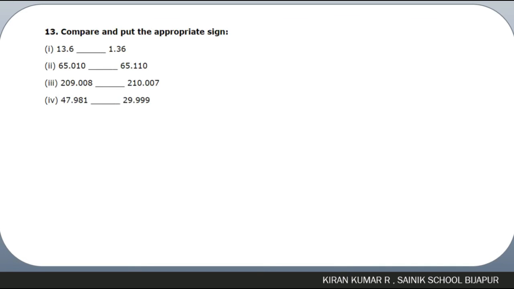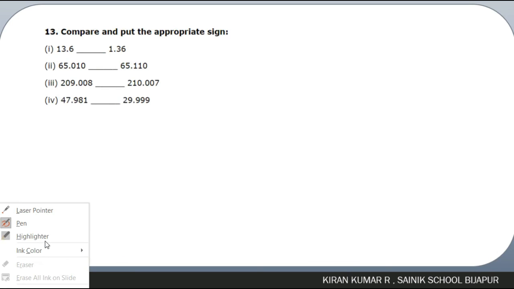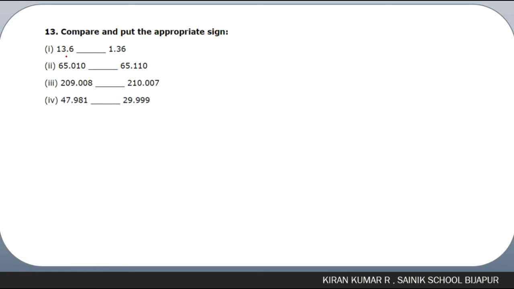Now we have come to the last part of this session. We need to fill the blank. 13.6, 1.36. How do we compare? Which one is larger? 13.6 is larger. 65.010, 65.110. So this is larger. Next one, 209 is smaller compared to 210. 47 is larger compared to 29.